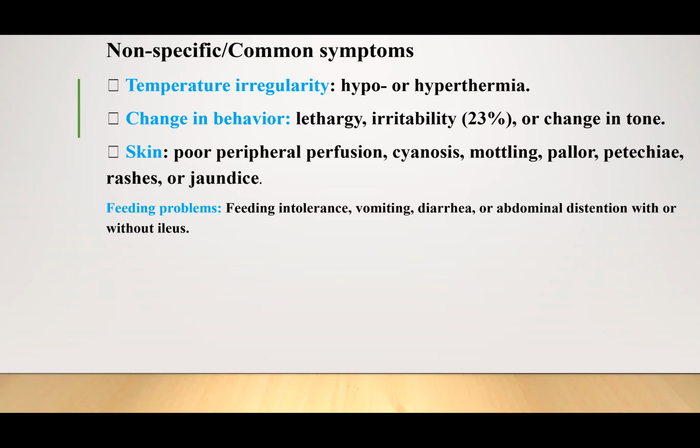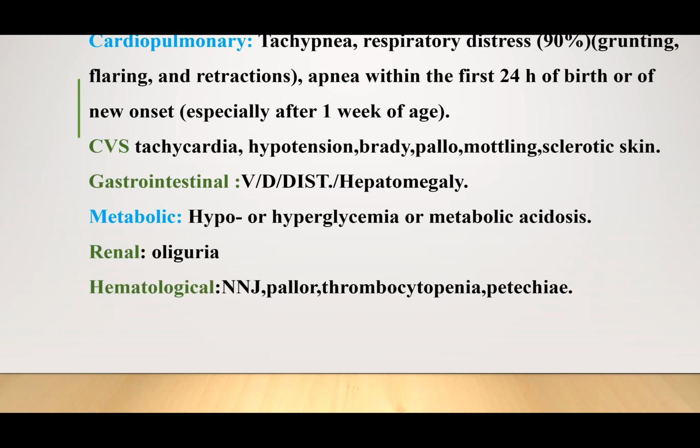So it is not only one specific sign, but the temperature, the behavior, the skin, the GIT, and the cardiovascular system. Many children, if they start to get infection, will get tachycardia and tachypnea, and other respiratory distress. Some of them can get apnea.